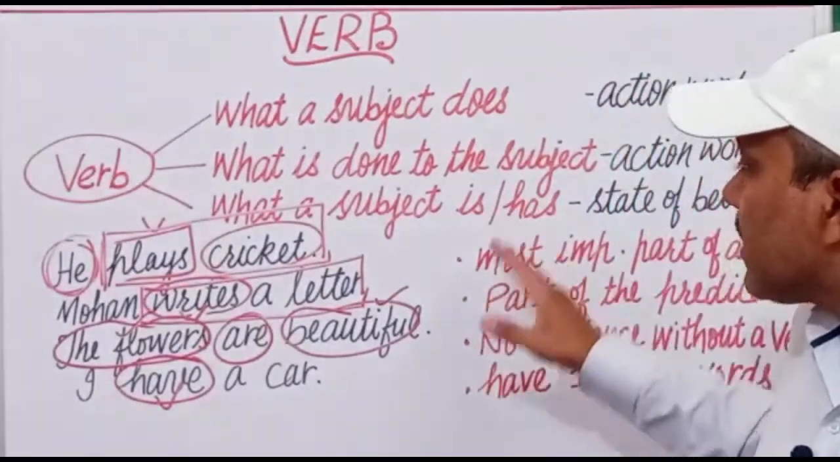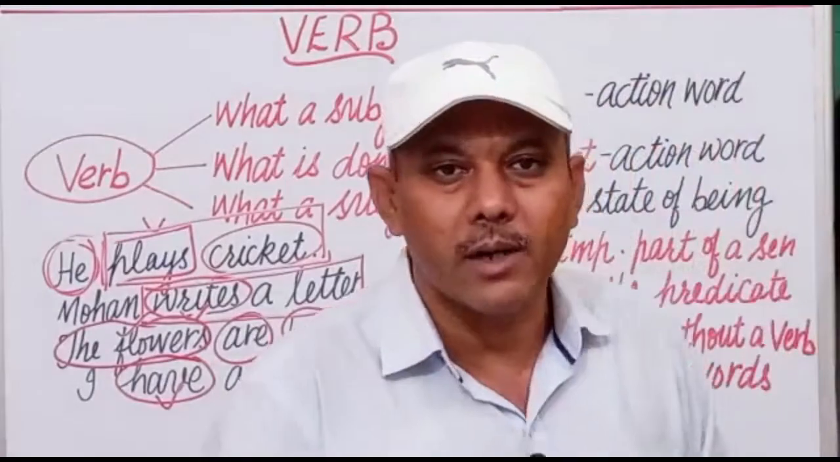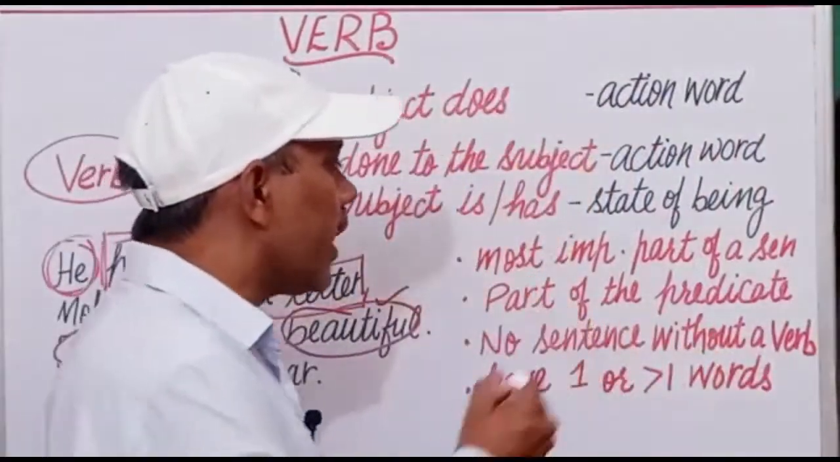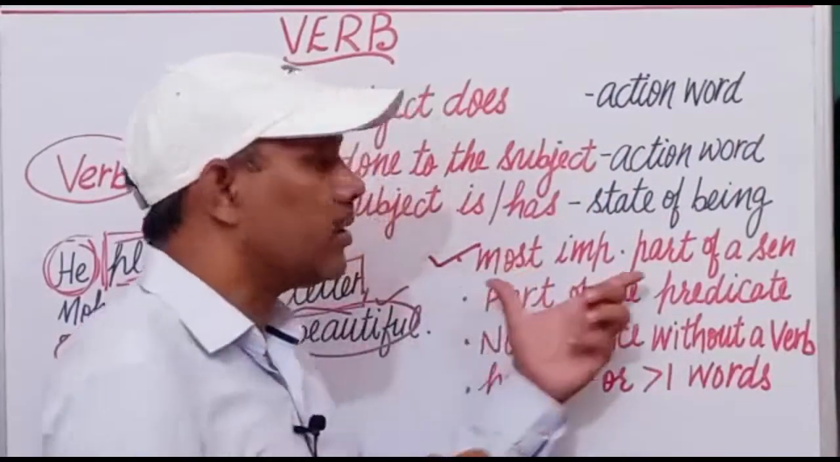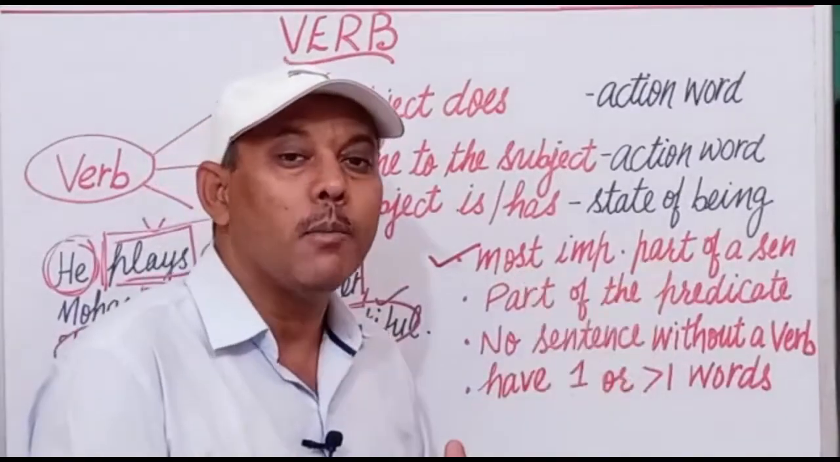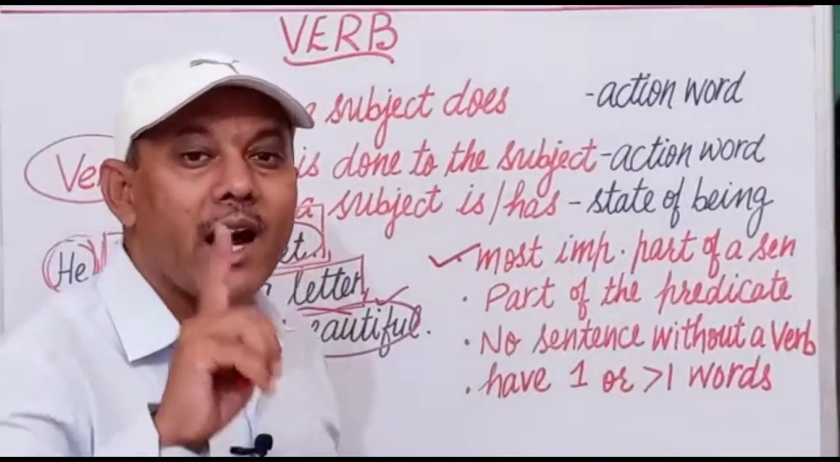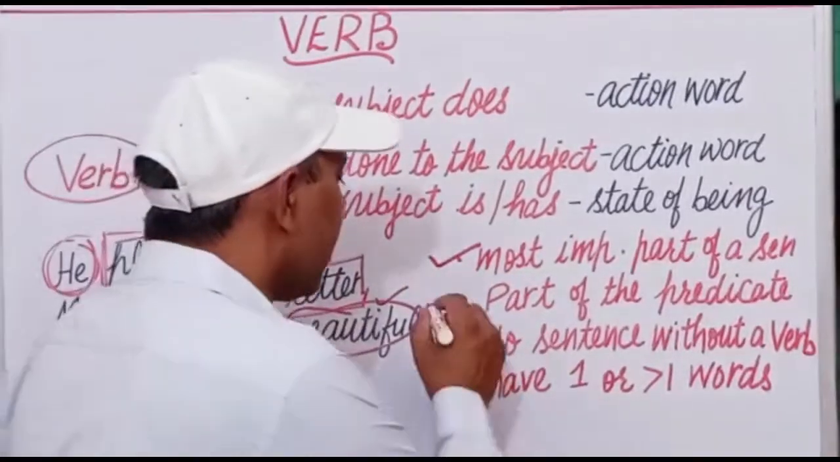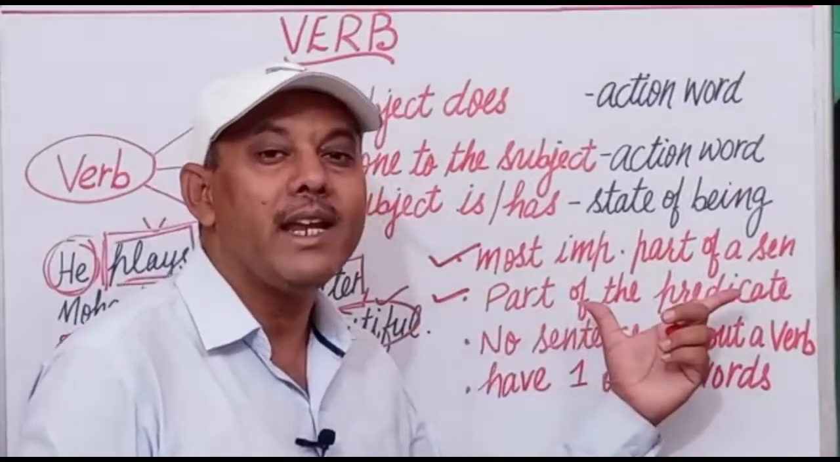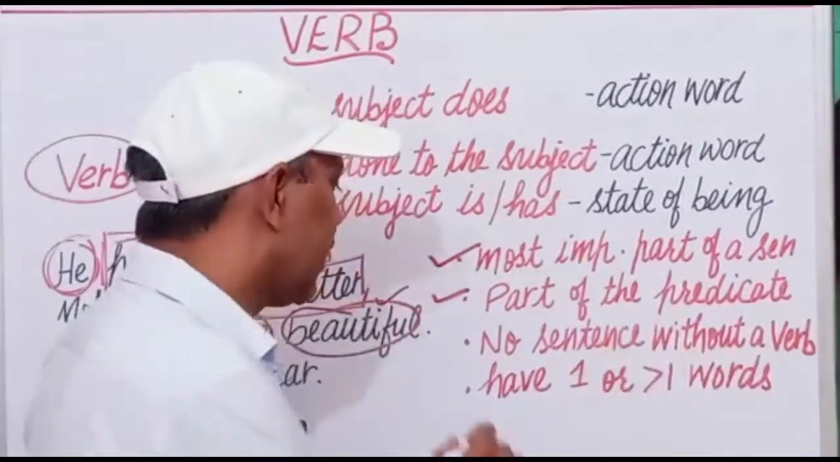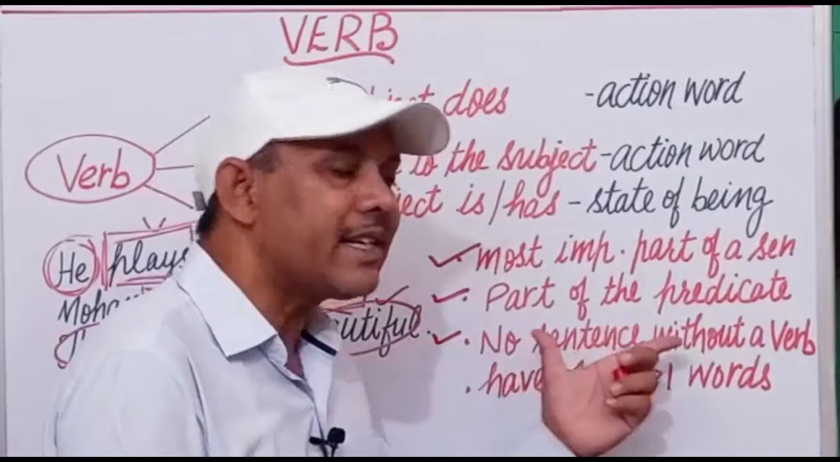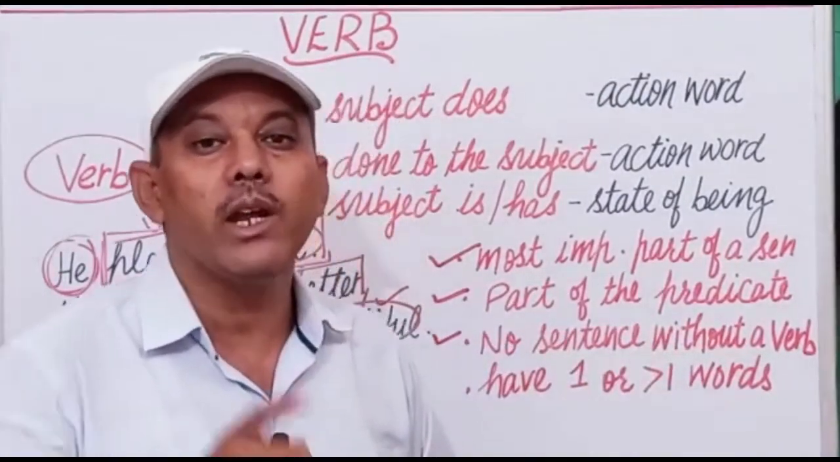Let us know some features of a verb. First, a verb is the most important part of speech and the most important part of a sentence. Without a verb, we can never frame a sentence. Second, it is part of the predicate in a sentence. Third, no sentence can be framed without a verb.